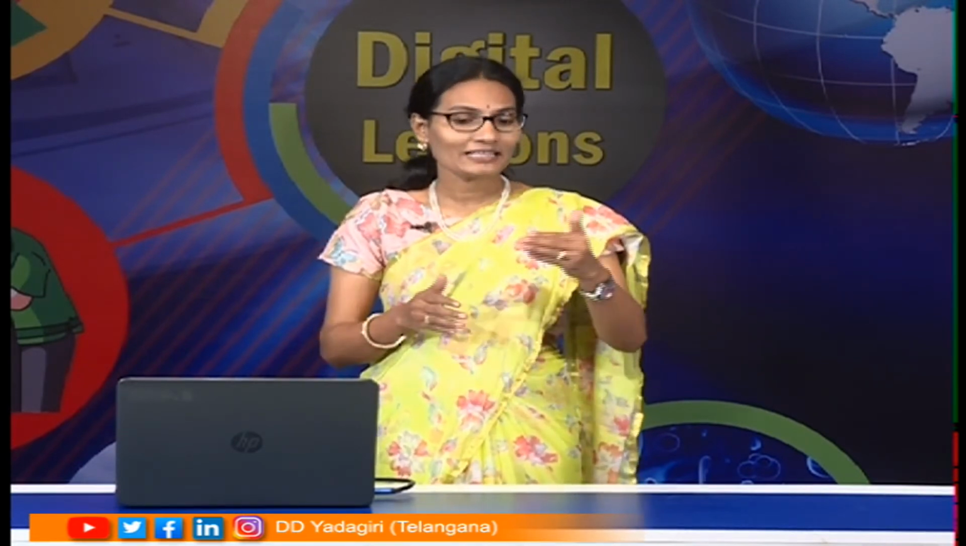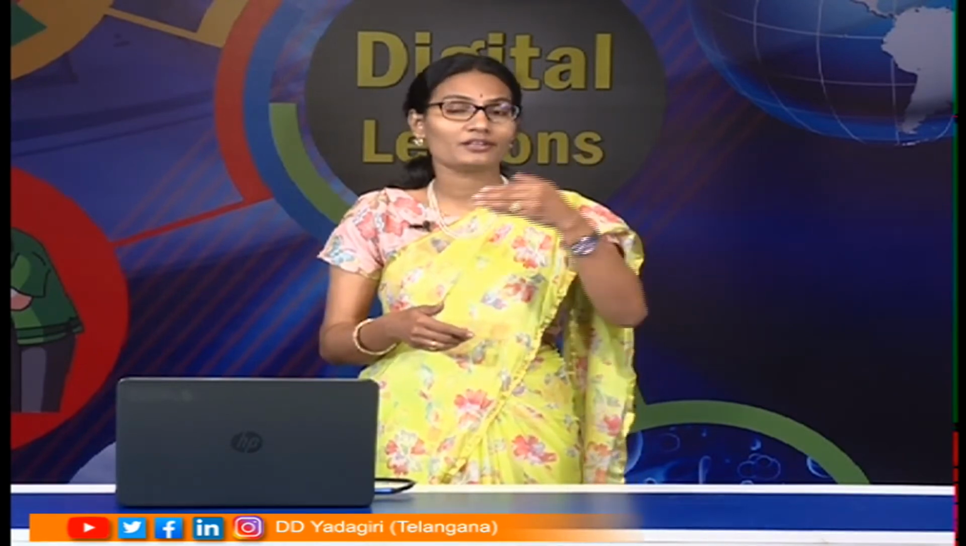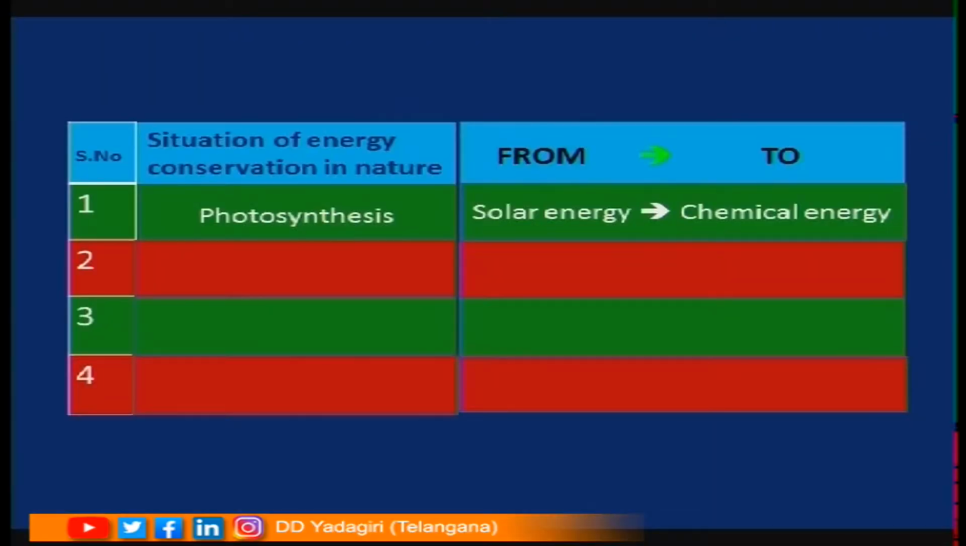Yes, the plants take the solar energy from the sun and water from the soil and convert it into chemical energy, that is food, which becomes leaves, fruits and flowers. So, in this photosynthesis process, energy conservation takes place, and at the same time energy transformation takes place, that is solar energy to food, that is chemical energy. So, solar energy to chemical energy.